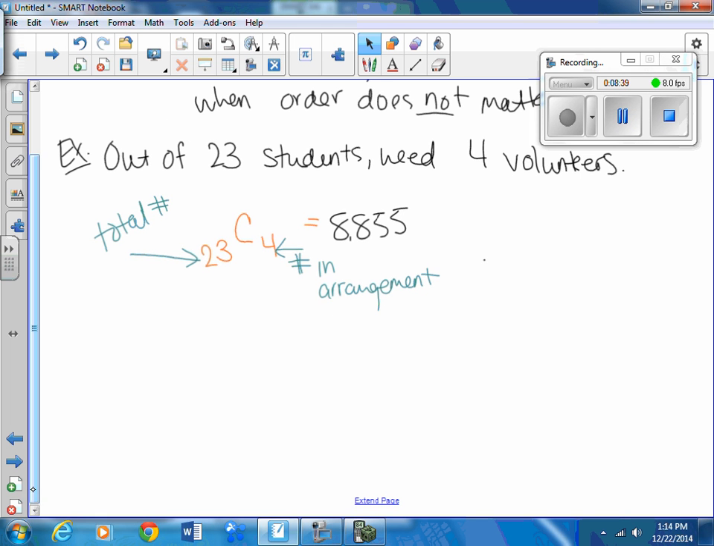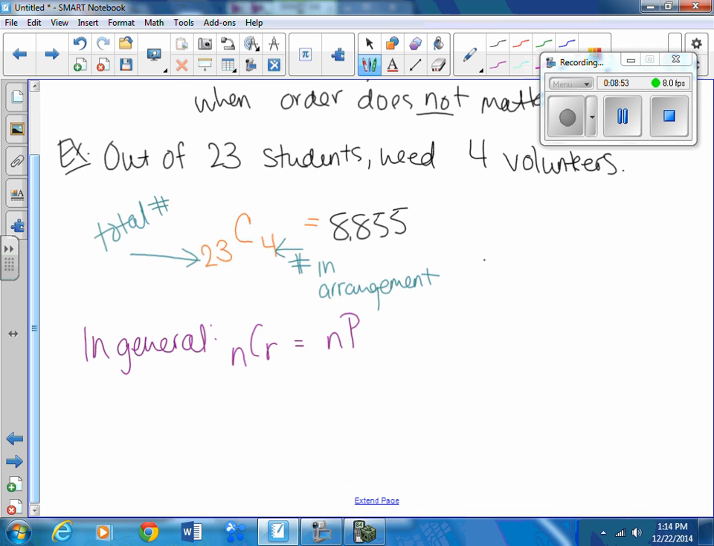In general, for n choose r, this is the formula. We do this by doing nPr, so we do the permutation and then divide that by r factorial. So that is the formula for combinations.